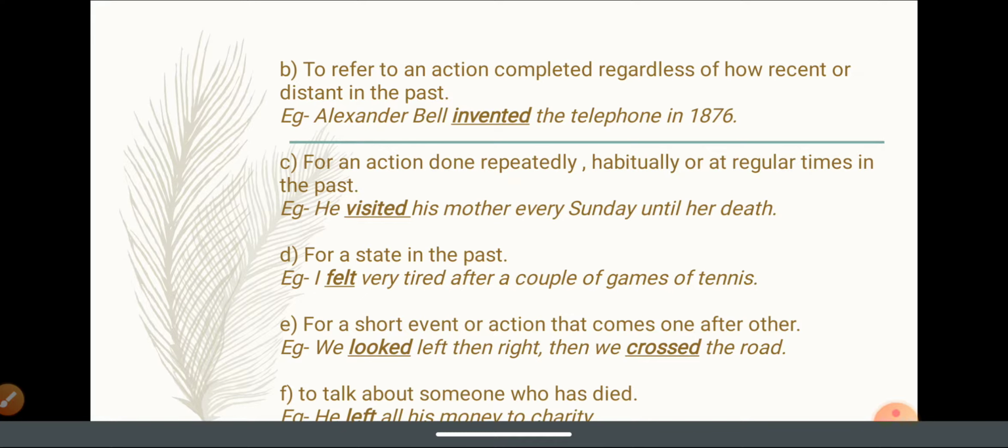So when we talk about someone who has died, it is also mentioned in the past tense. He left all his money to charity. This can also be written in the past tense.